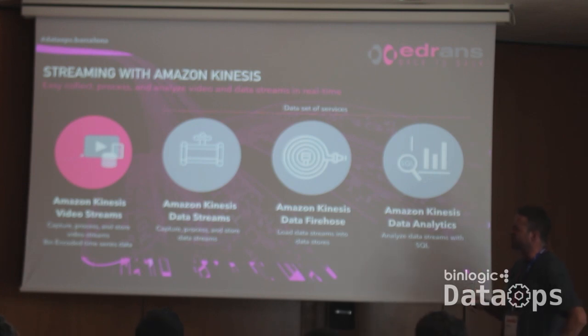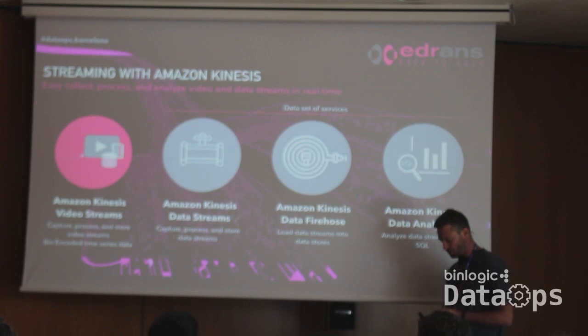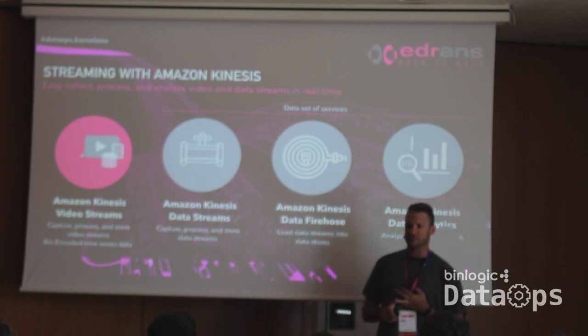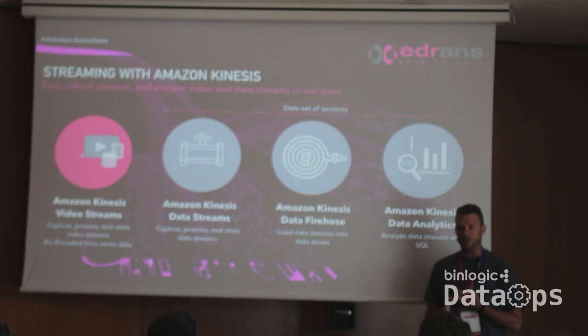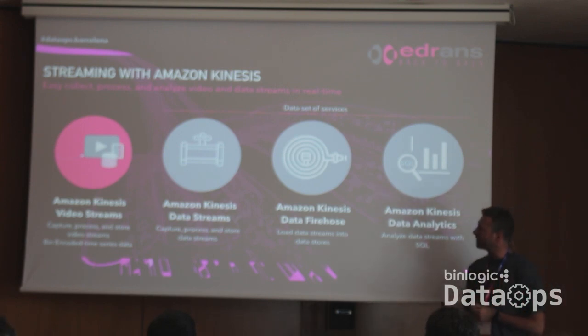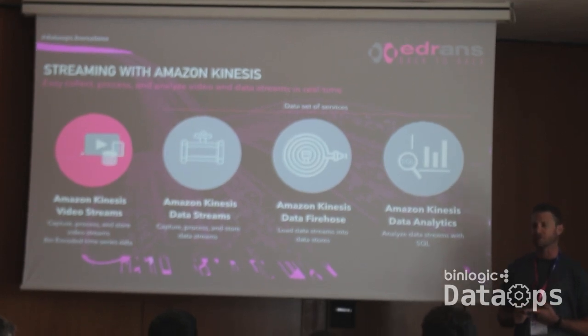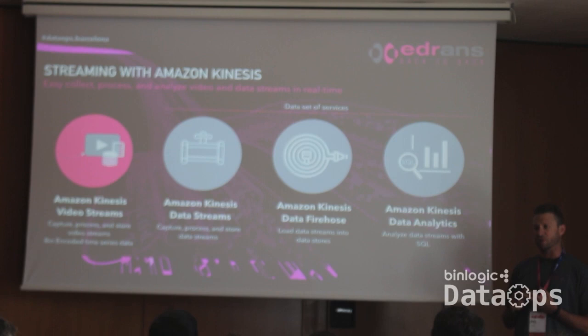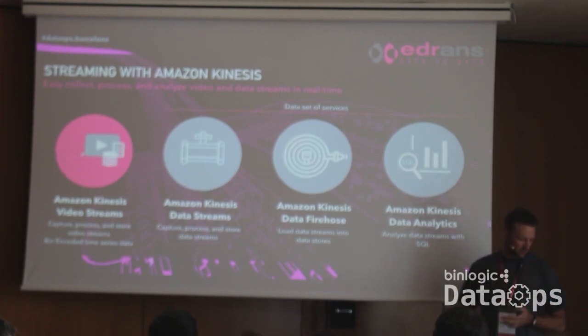The one on the left side, Amazon Kinesis Video Streams, enables you to ingest binary encoded time series data, meaning audio, video, LiDAR, radar, and several other formats. And the other 3 on the right are called the data set of services. These kinds of services are the ones that can ingest unencoded or encoded data from your systems. It can be log data, it can be application event data, whatever. So those 3 on the right, they all can work together.